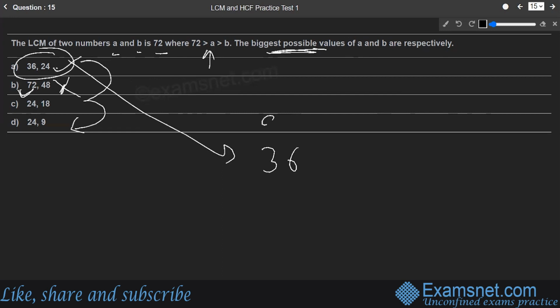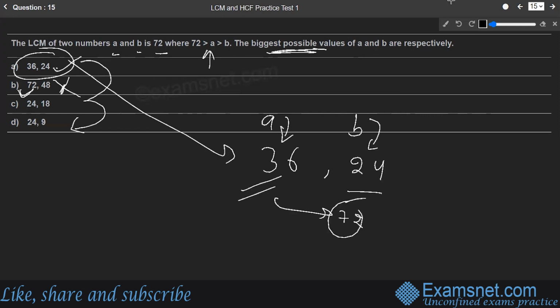36 is A, the greatest value, and B is 24, the greatest value. The LCM of 36 and 24 is obviously 72, and it matches the condition given here. So the right answer becomes option number A, 36 and 24.